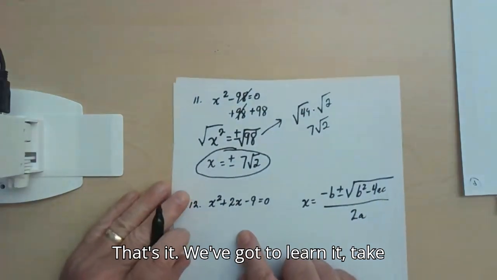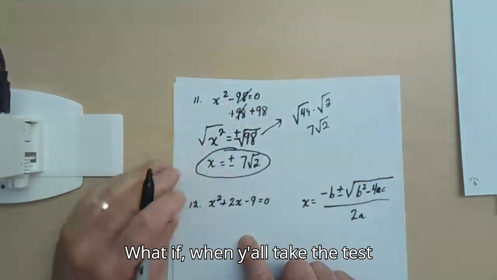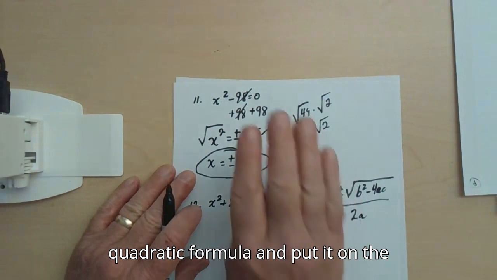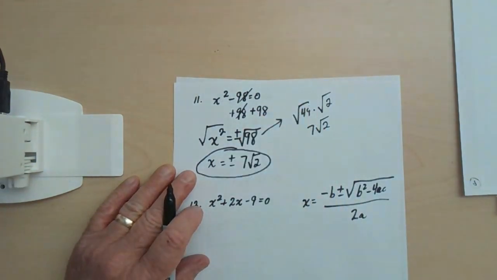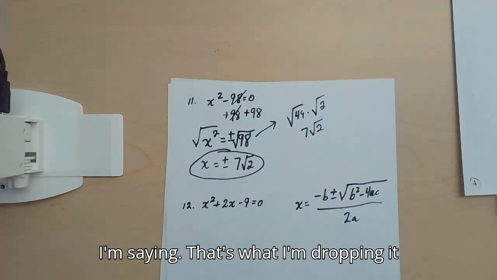That's it. We got to learn it, take it, keep it, remember it in our brain. What if, when y'all take the test next week, I wrote out the quadratic formula and put it on the document camera throughout the test? Would that help? Oh, yeah, factually, yes. I will do that. See, y'all never pay attention to what I'm saying. That's what I'm driving at, y'all.